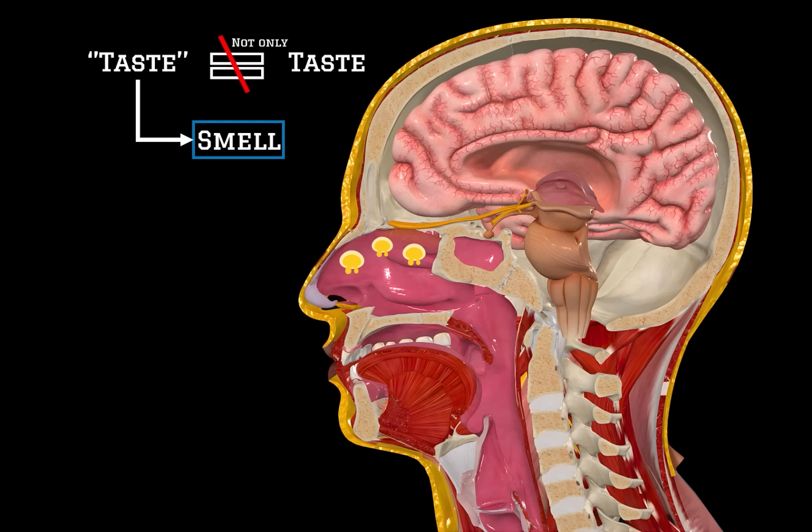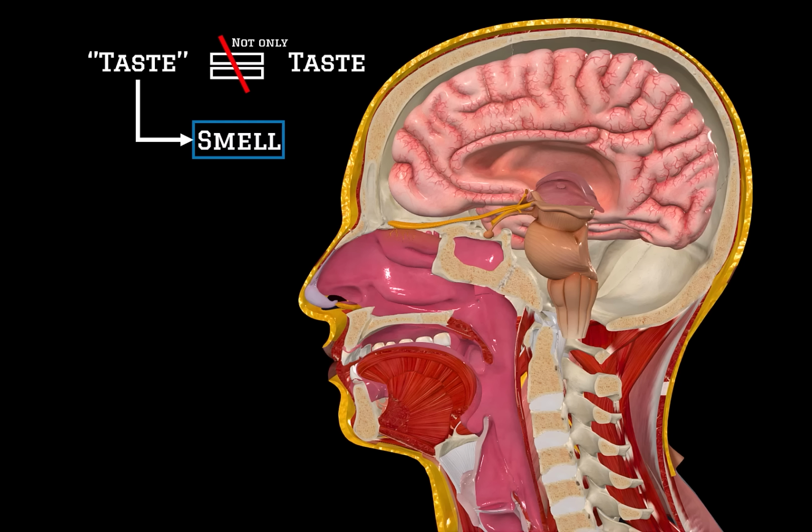That is why when you're congested, food suddenly becomes dull and flat. The taste buds are still detecting sweet, salty, sour, bitter, and umami normally, but the smell component is missing. So the brain only perceives the most basic parts of the information.